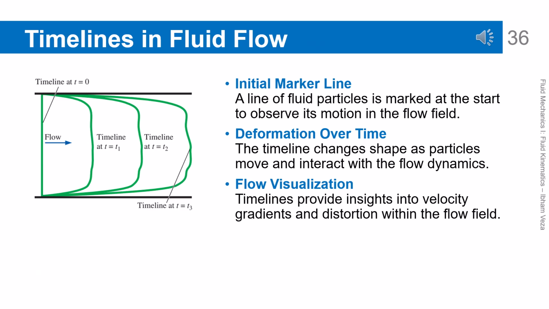Timelines in fluid flow. A timeline is formed by marking a line of fluid particles at an initial time. As time progresses, this line changes shape due to a non-uniform velocity field. This deformation reflects the presence of velocity gradients and flow distortion. With timelines, stretching and distortion of the flow can be visually observed. This concept helps in understanding fluid element deformation.